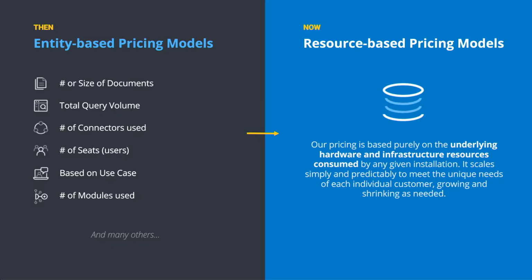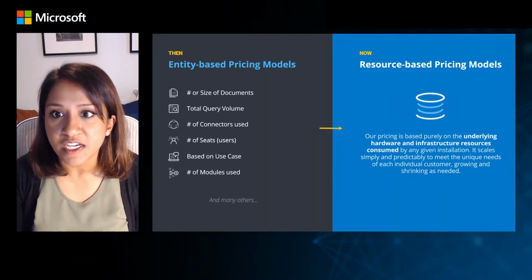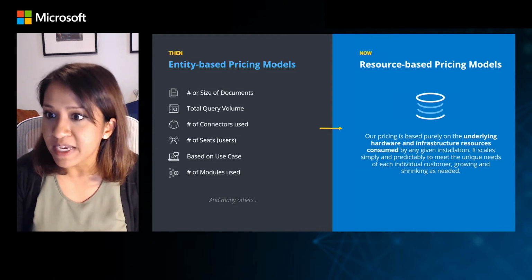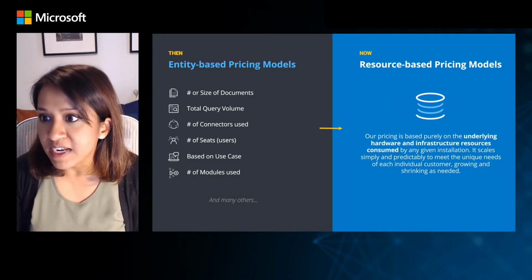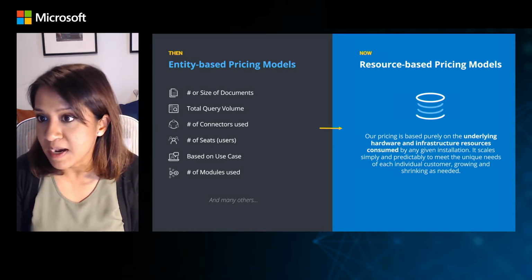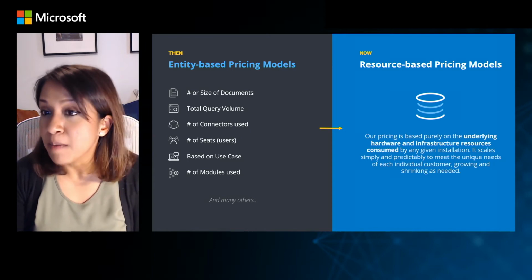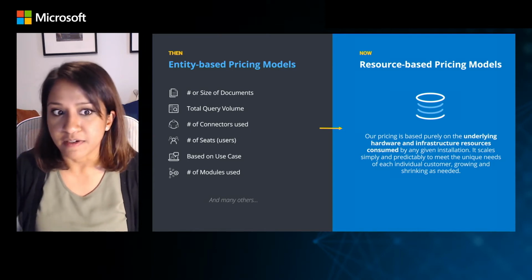So again, just to quickly highlight, Elastic and the search service is really based on this resource-based pricing model. While search can be something expensive to implement because typically it depends on the size of documents or the number of connectors or seats or things like that, Elastic is solely based on the amount of data and the underlying hardware that data is sitting in, and very resource-based instead of this kind of complicated granular entity-based pricing model.